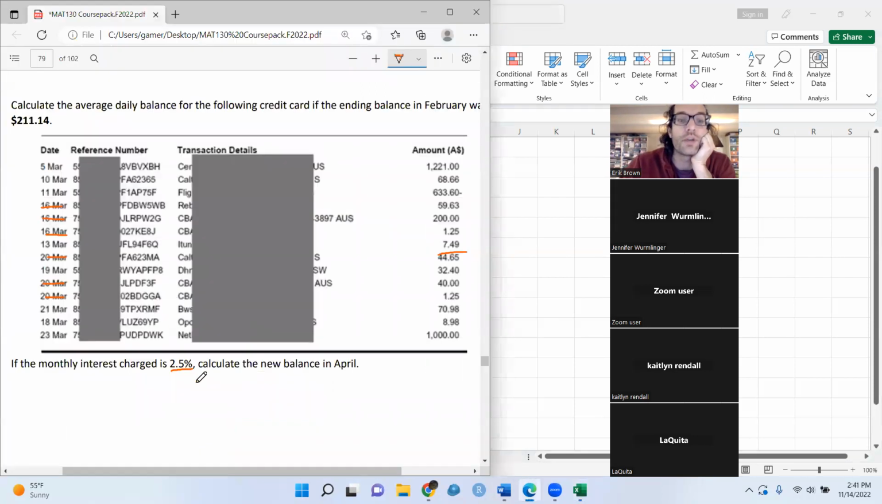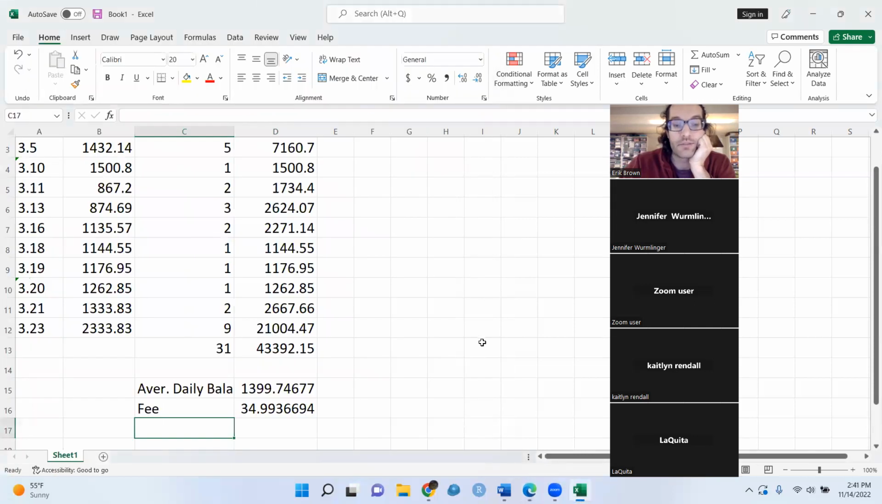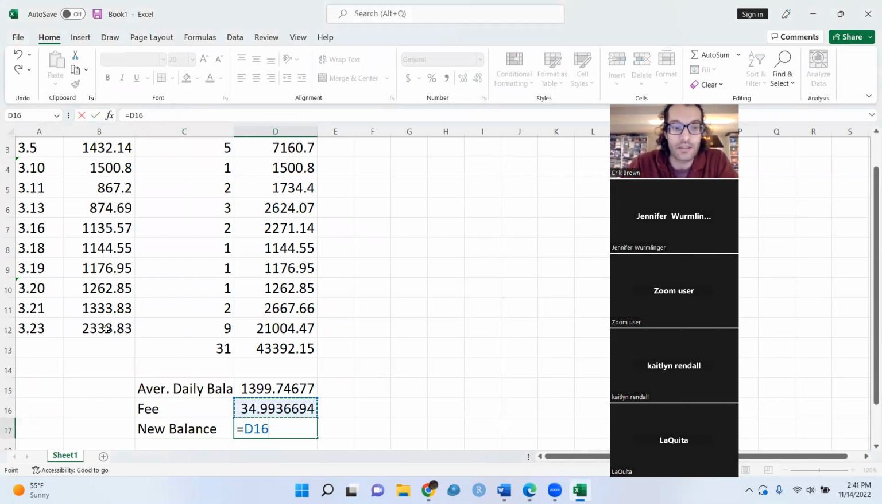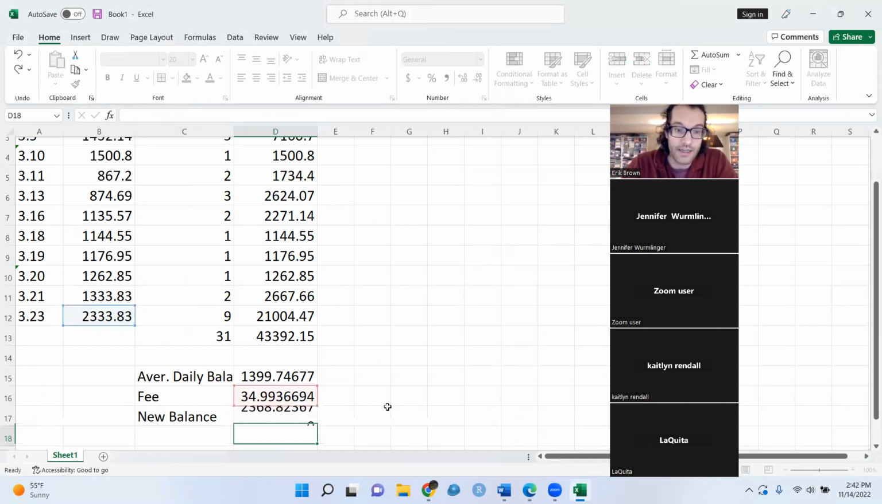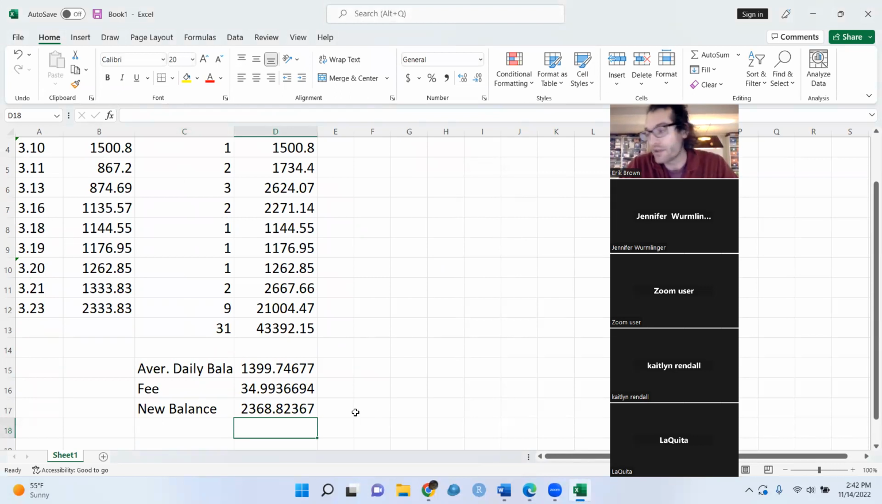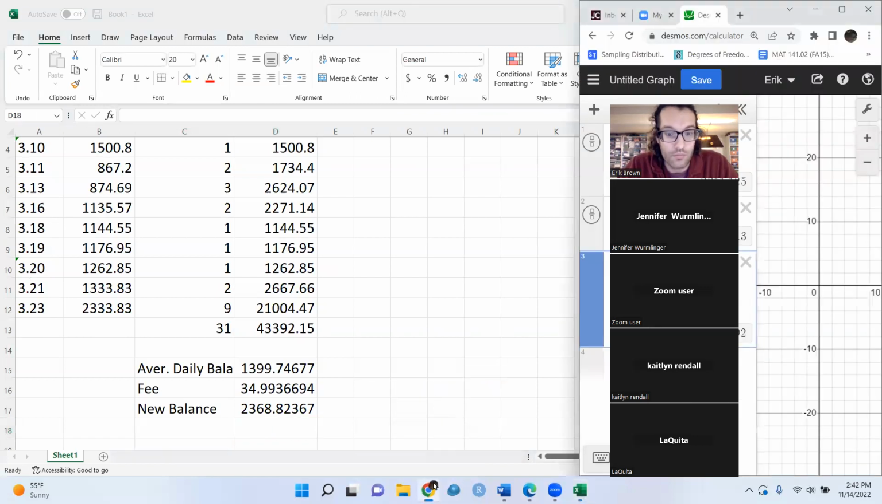It's just the interest rate times the average daily balance. Now, to then get the new balance, we take that amount and add it to the ending balance of the month. So we ended owing $2,333.88. When we get into the next month, we're going to add to that this fee, this $34.99. So the new balance is going to be the $2368.82.